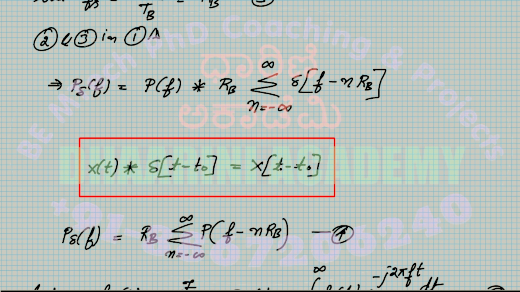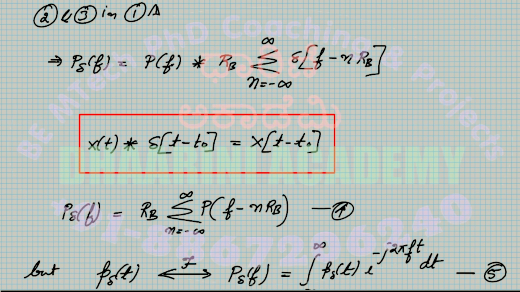So denoted as x of t minus T naught. You see in the above equation, I'm convolving P of f with the delta of f minus nRB. Those are the two functions which are getting convolved. Others are constants, right? RB is a constant, it remains out. Summation is just an operator. You don't have to deal with that right now.